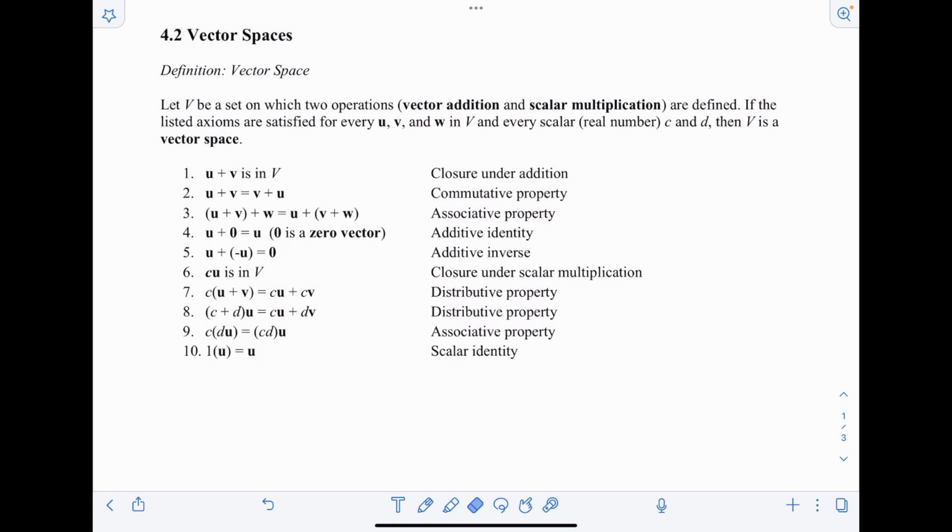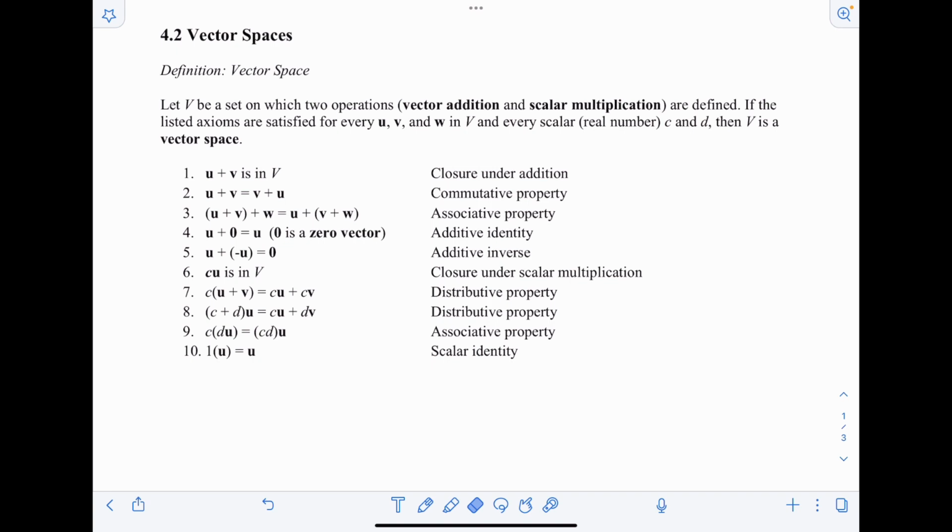So we're going to start right off with a definition of a vector space. And you'll notice we've got this list here that should look very familiar. We saw this in the last lesson. But here's what a vector space is. It says, let V be a set on which two operations, namely vector addition and scalar multiplication, are defined. If the 10 axioms below are satisfied for every vector u, v, and w in this set V, and every scalar, which is a real number, c or d, then V is a vector space.